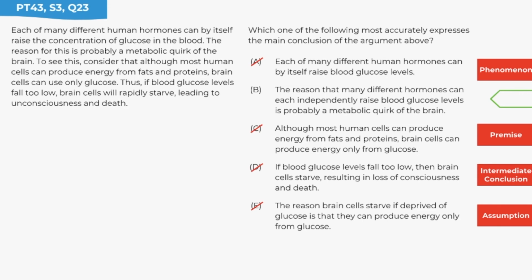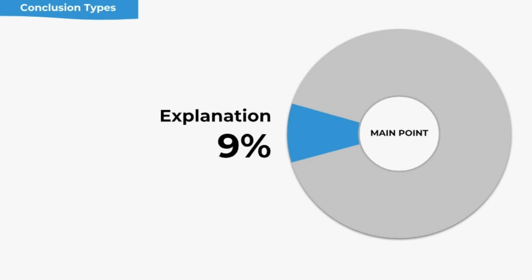Let's get rid of E, and that lets us choose B with confidence. And in this case, remember, the conclusion was an explanation of a phenomenon. And explanations, again, are important. 9% of main point questions, the conclusion is an explanation of something that was witnessed in the world. So be on the lookout for the idea of a claim that is seeking to give you the how or the why something else occurred.